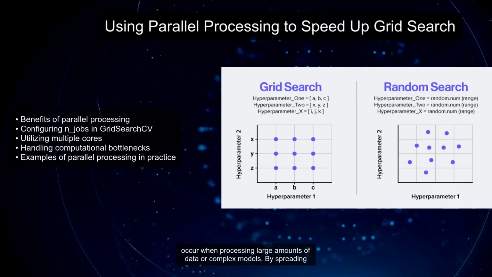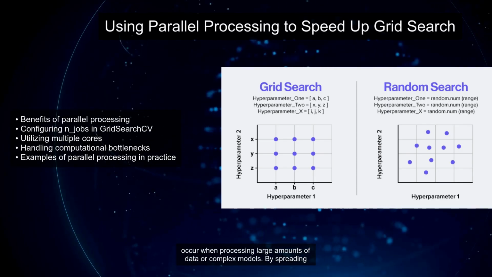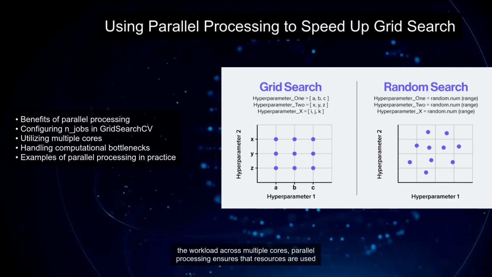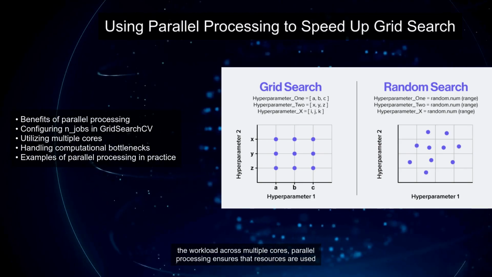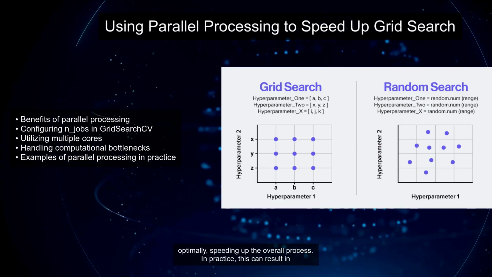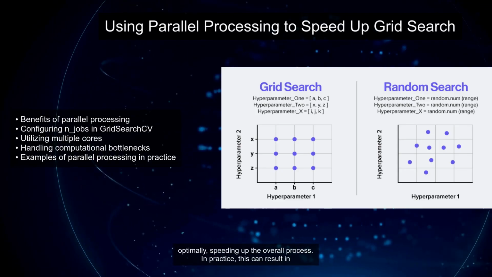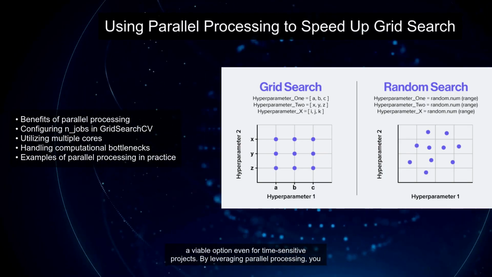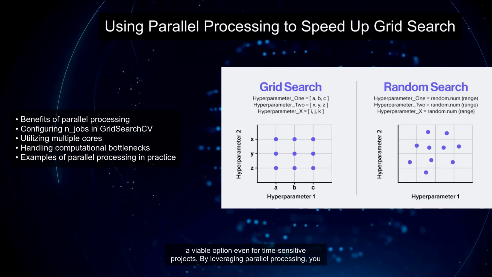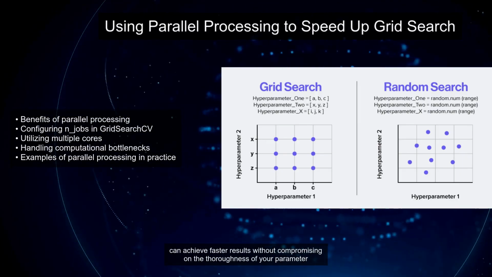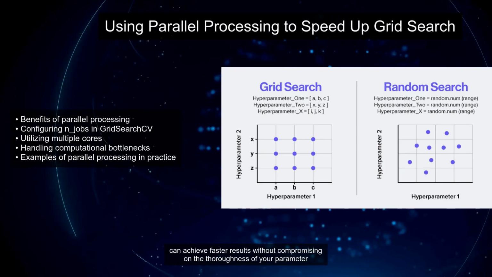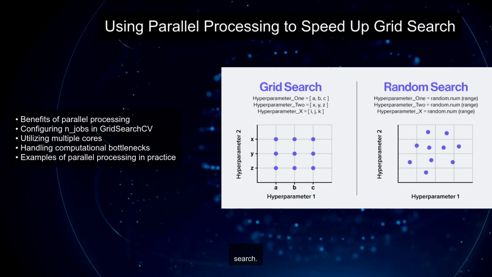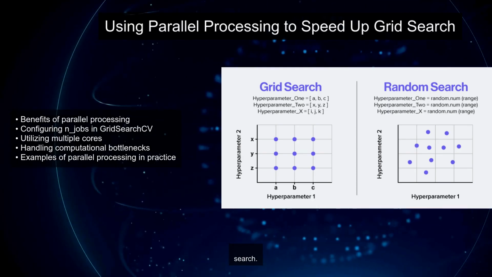This approach is particularly beneficial when handling computational bottlenecks, which can occur when processing large amounts of data or complex models. By spreading the workload across multiple cores, parallel processing ensures that resources are used optimally, speeding up the overall process. In practice, this can result in a substantial reduction in the time required for grid search, making it a viable option even for time-sensitive projects. By leveraging parallel processing, you can achieve faster results without compromising on the thoroughness of your parameter search.